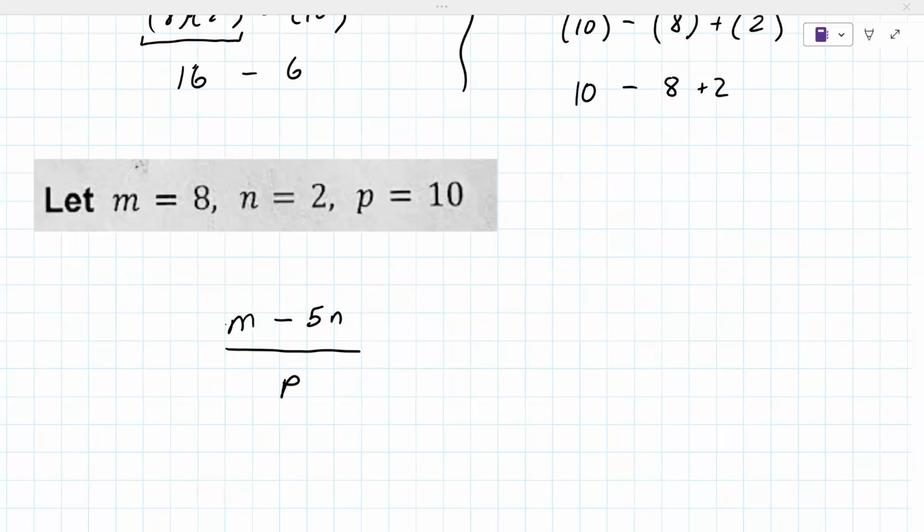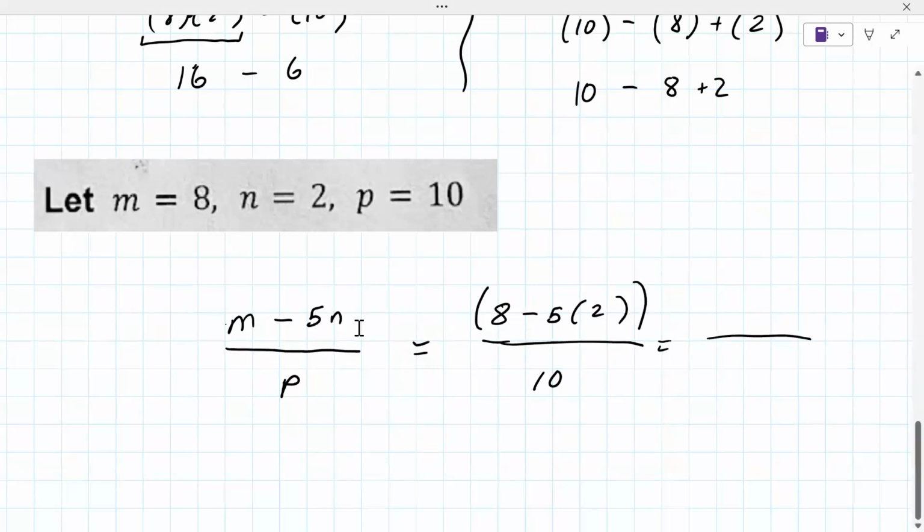Would it be -5? Let's take a look here. So it's 8 minus 5 times 2 divided by 10. Did you write something like this down? Yes. Okay, so there's what's called implied parentheses in the numerator, which means you have to do what's in the numerator first. So let's do what's in the numerator first.